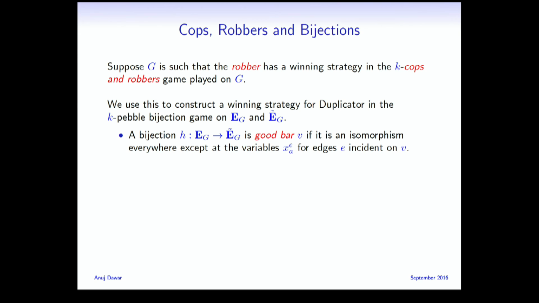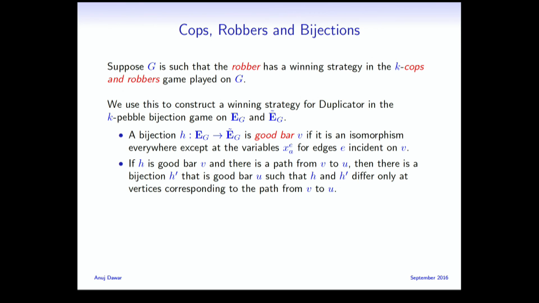Let's call that a bijection which is good bar v. You can show that if you have a bijection which is good bar v and a path from v to u, then you can construct a bijection which is good bar u, so isomorphism everywhere except around u, by changing the bijection just at the vertices corresponding to the path from v to u. So this idea is simple.